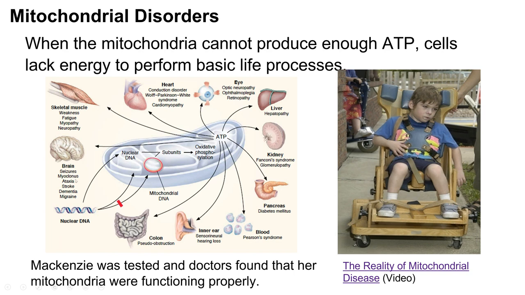seizures, myoclonus, which is when your muscles seize up on their own because your brain is not sending the right signals to them. Ataxia is the inability to walk, stroke, dementia, and migraine. You can see here an individual suffering from mitochondrial illness, unfortunately.